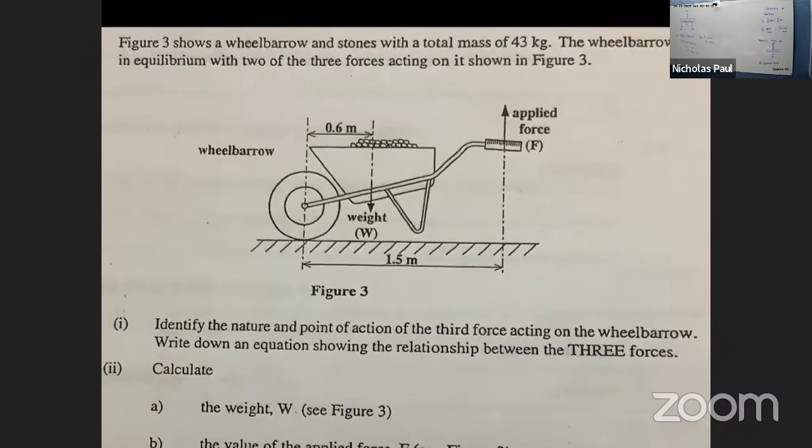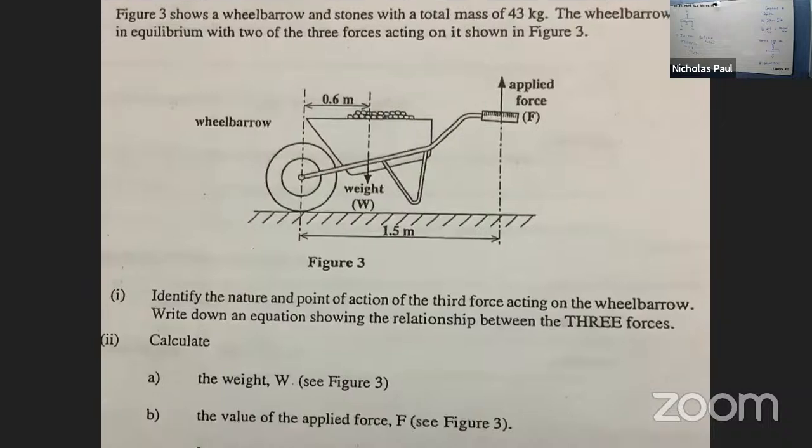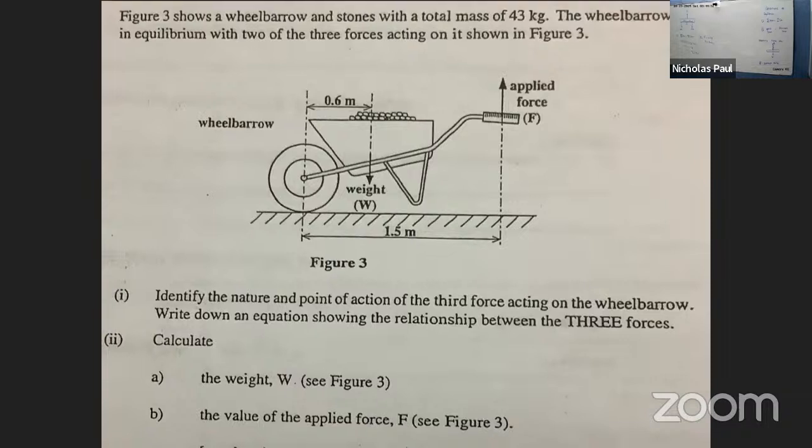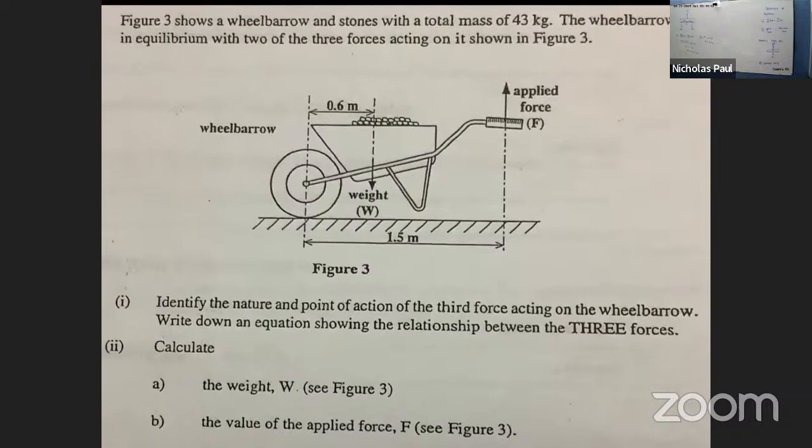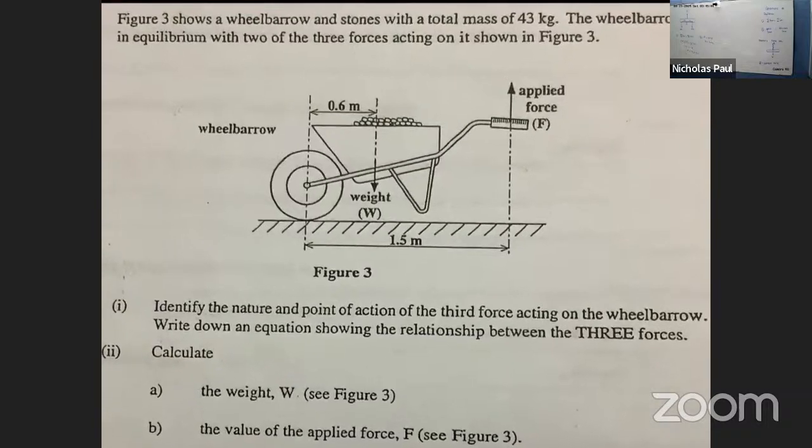Figure 3 shows a wheelbarrow and stones. You will see all these questions on your worksheet. Same thing with physics, all these questions there. These are past papers, so you have them there for practice. I don't have solutions as yet, but I'll make solutions available next year, when we're doing them in class. Just make a note of that.